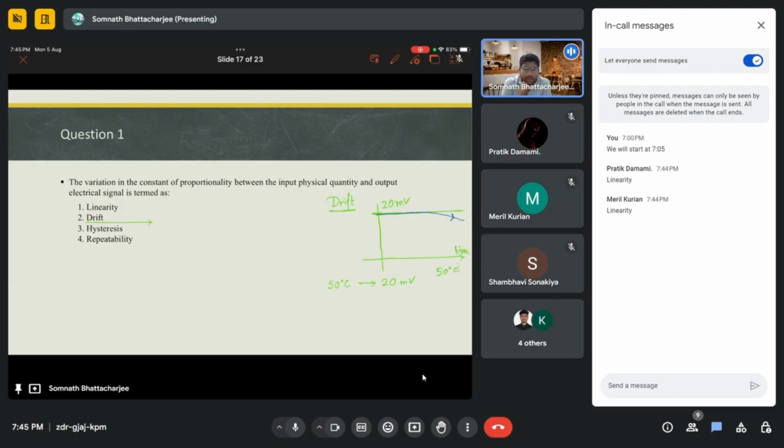Why do you think linearity is the proportion between the physical quantity and the electrical signal? The answer is linearity, but I need a descriptive answer, not the exact one. Why is it linearity?